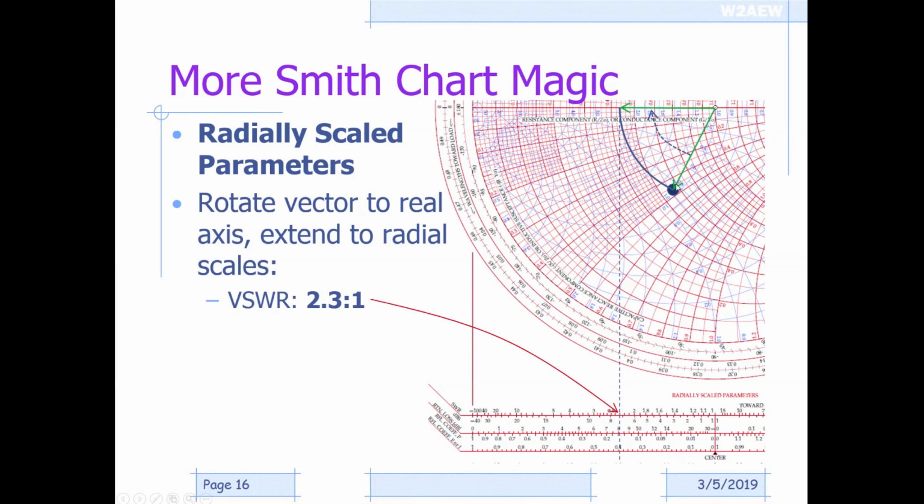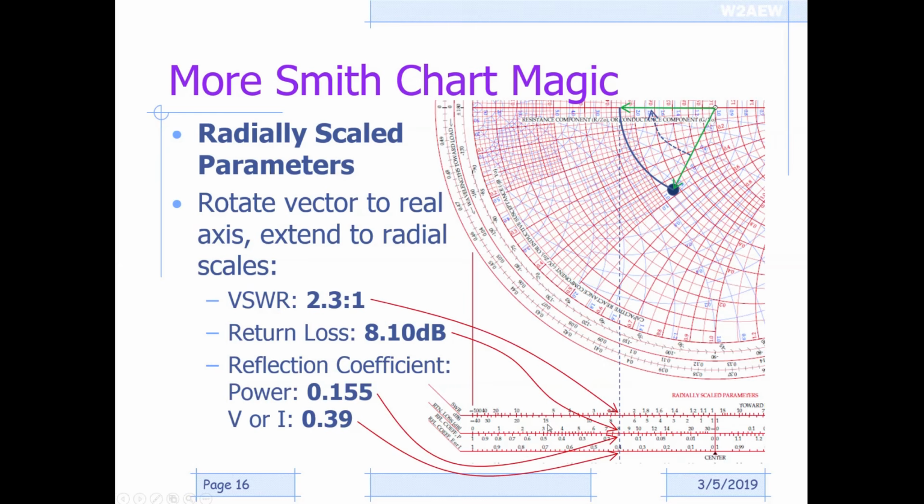First thing we can see is that for this particular complex impedance, that would represent a voltage standing wave ratio of 2.3 to 1. We're reading that right off of our SWR axis here. That also corresponds to a return loss of 8.1 dB, a power reflection coefficient of 0.155, or a voltage or current reflection coefficient of 0.39. So really easy to determine those parameters.